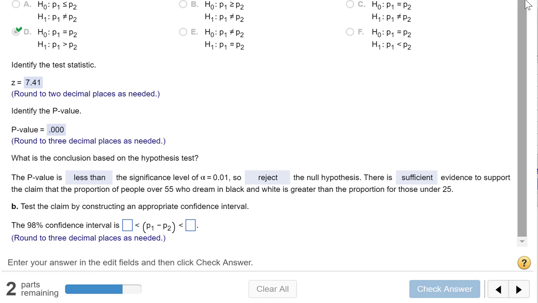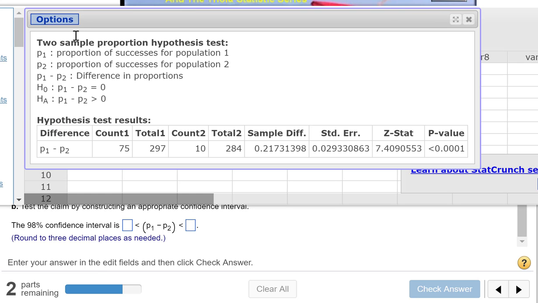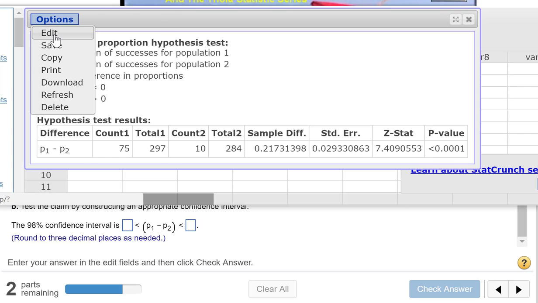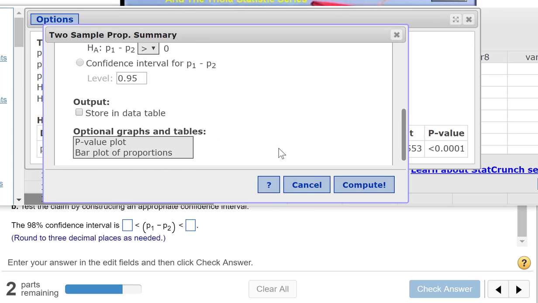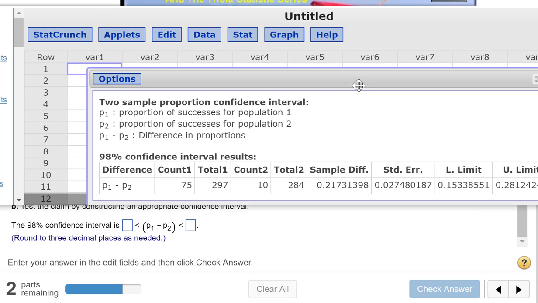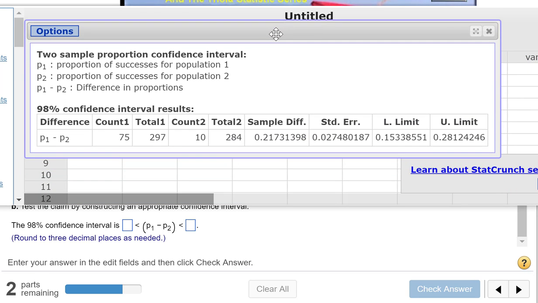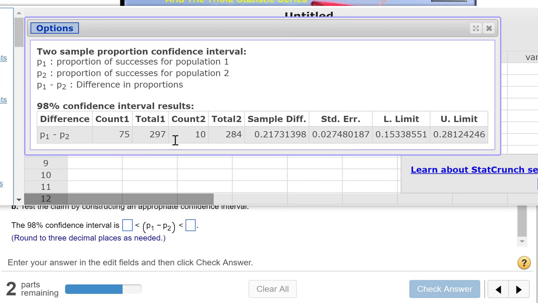So back in this, I'm going to go up to Options in the StatCrunch and click Edit. And there is a confidence level option. And let's change this to 0.98. And press Compute. And so here we go. Very similar output, right? Except when it comes to the lower limit and upper limit. And it says to round to 3 decimal places. So we're going to have 0.153 as the lower and 0.281.